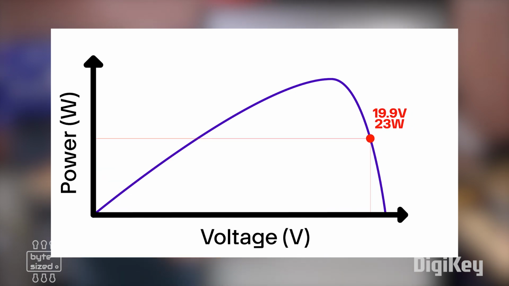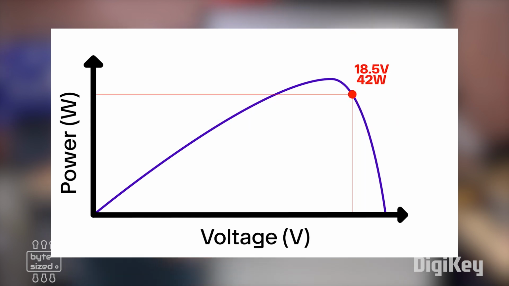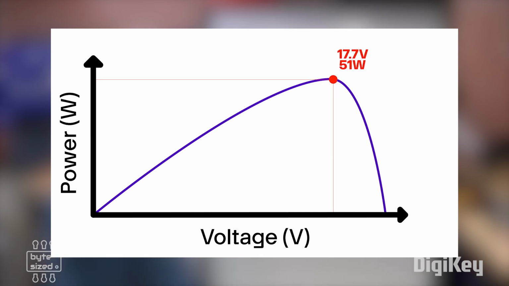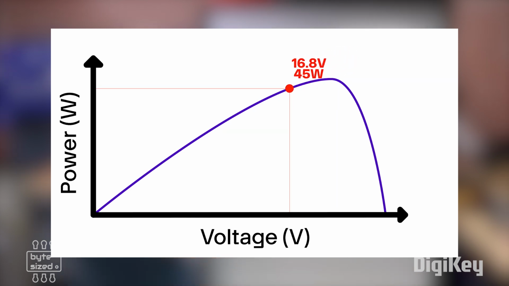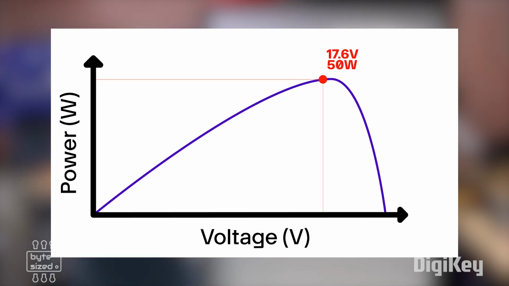And as we continued to do that, our voltage continued to drop slightly, but our power continued to increase until we got to 17.6 volts. Our power output at that point was 53 watts. As we continued to increase the load, our power started to come back down. So our maximum power point for that particular situation was 53 watts, and it happened to be at 17.6 volts.